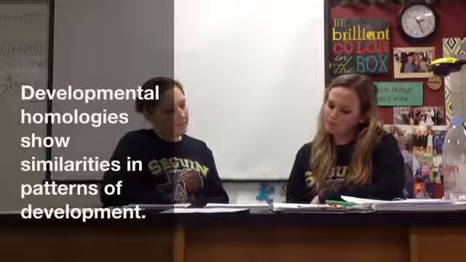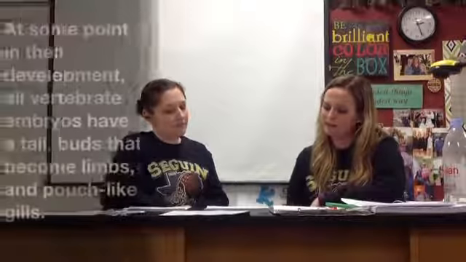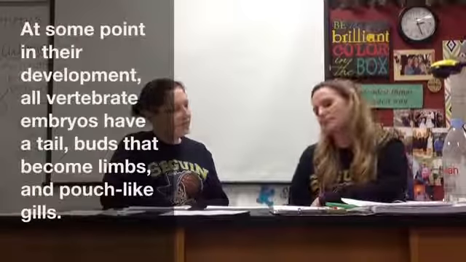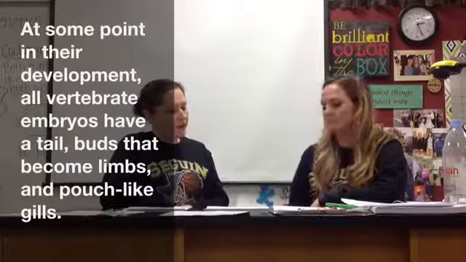The last type that we have is developmental homology, and we see that in patterns of development. An example is at some point in their development, all vertebrate embryos have a tail, buds that become limbs, and pouch-like gills. So as an embryo, humans have the same developmental features as a chicken or a dog? That's crazy. Yeah, it's pretty weird.